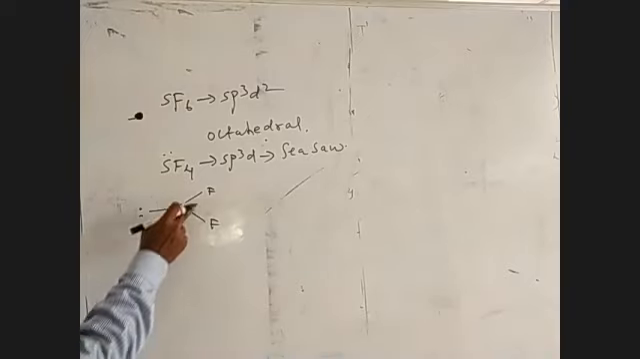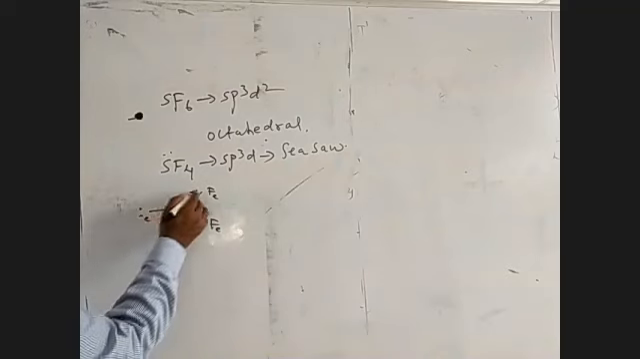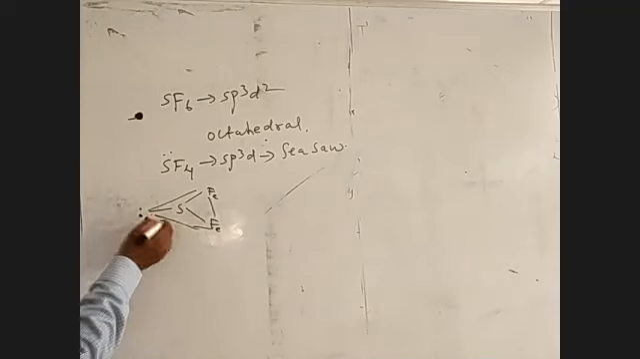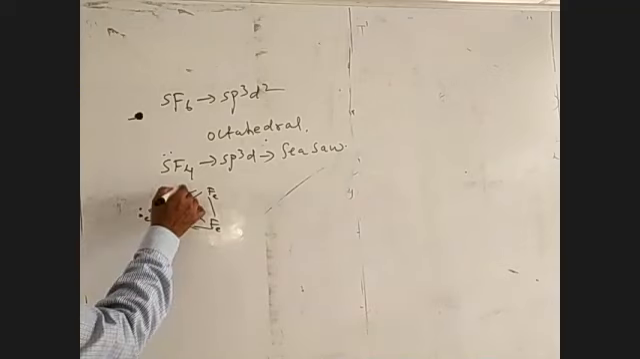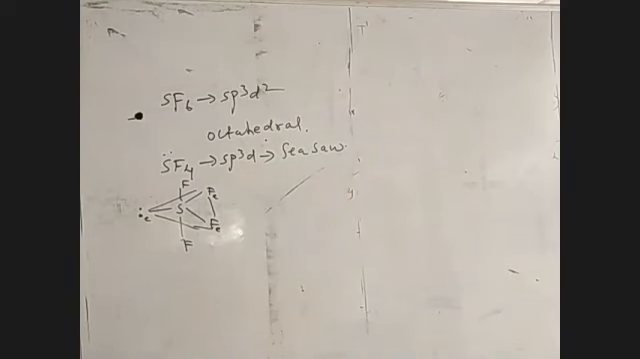Here in the seesaw structure, two bond pairs and one lone pair are present in the equatorial position. Two fluorine atoms and one lone pair are present in the equatorial position. The remaining two fluorine atoms are present in the axial position. Yeah, this is called the seesaw structure. Here, if the lone pair is occupied on the axial position, then what happens?